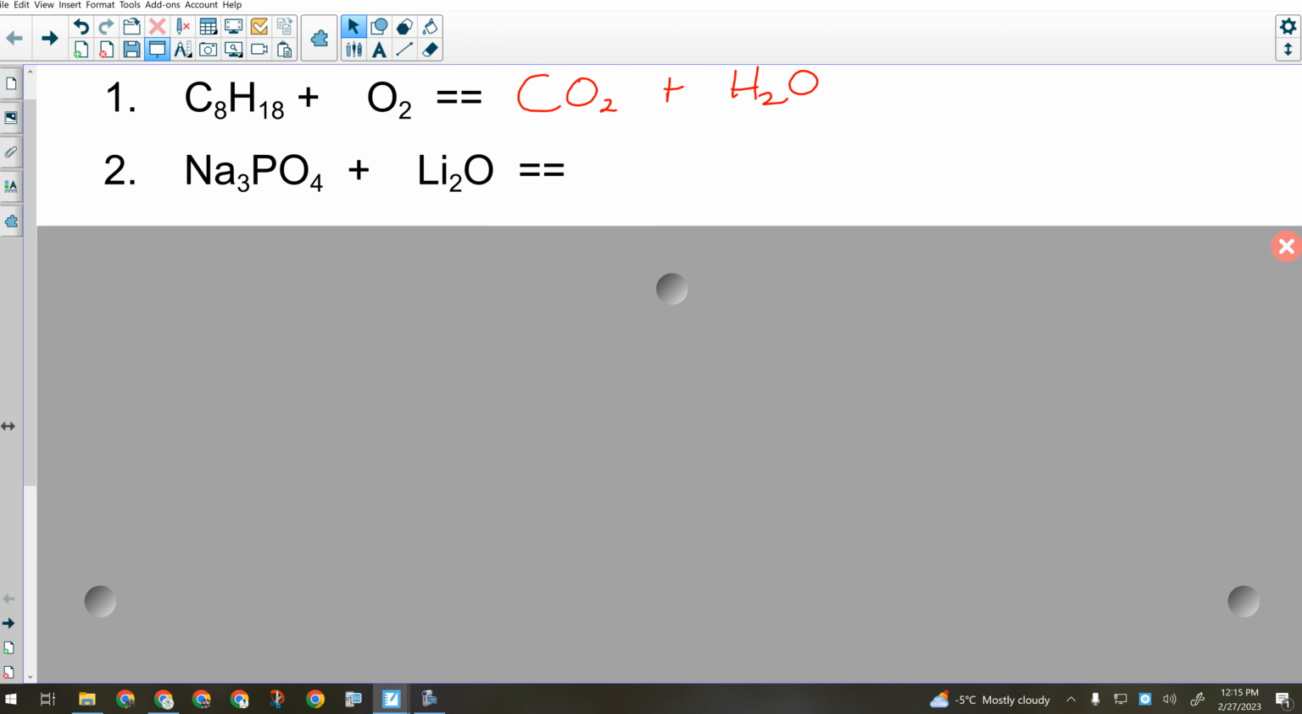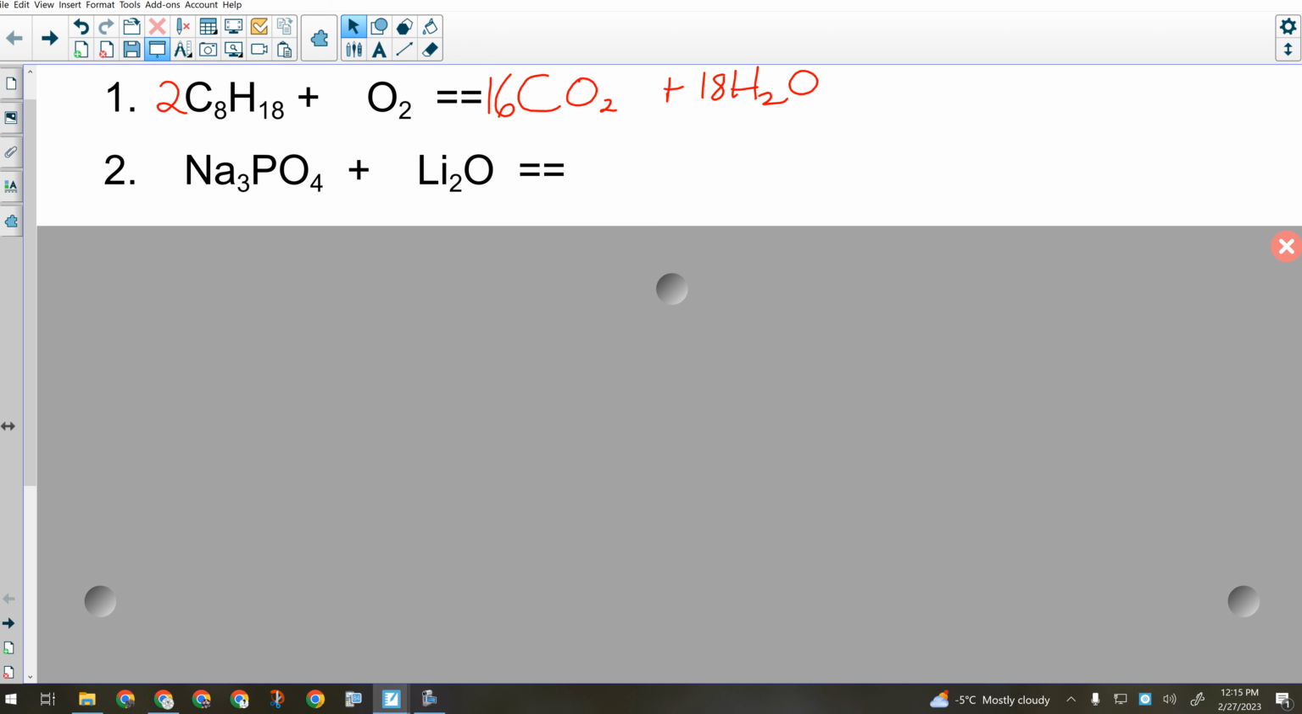Balance the reaction. In a combustion reaction, there are two special balancing rules. Do I need them both? Yes, I need the rule of two as well as balancing alphabetically. So I'm going to start with a 2 because 8 is an even number. 2 times 8 is 16. Okay, 2 times 18 is 36, and 18 times 2 is 36.